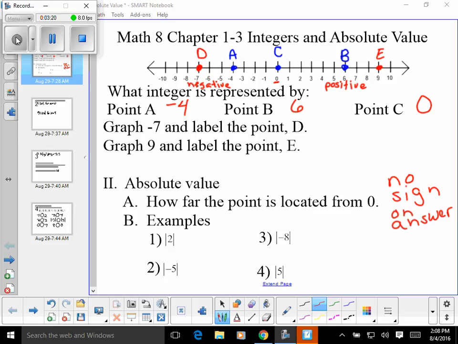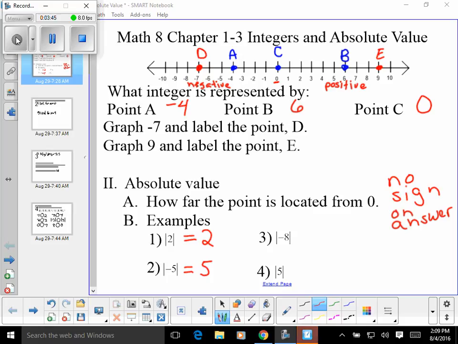Okay? So our first example is the absolute value of 2. Well, 2 is a positive number, but again, how far away is it from 0? It's 2 units from 0. The absolute value of -5. It's 5 units away from 0.